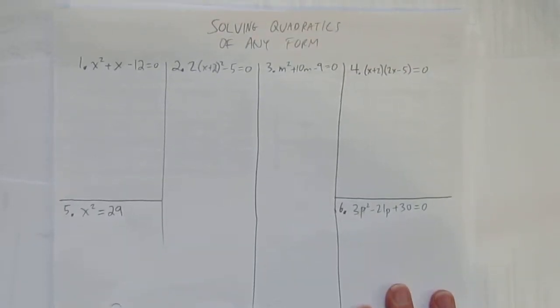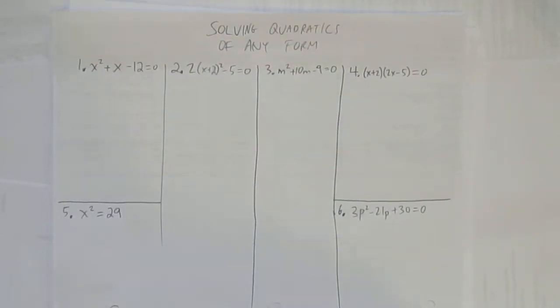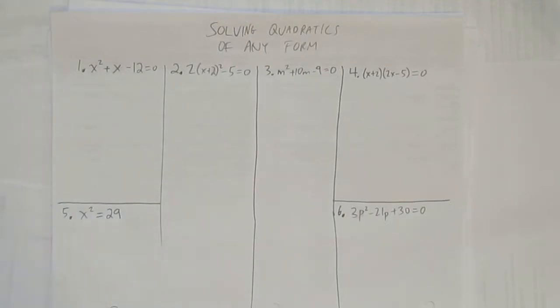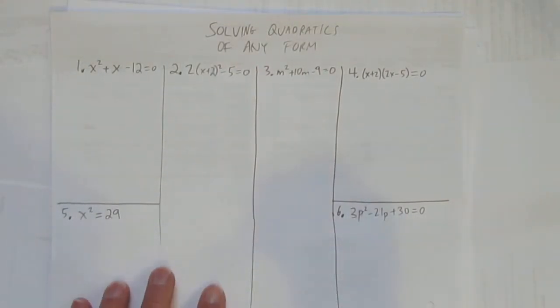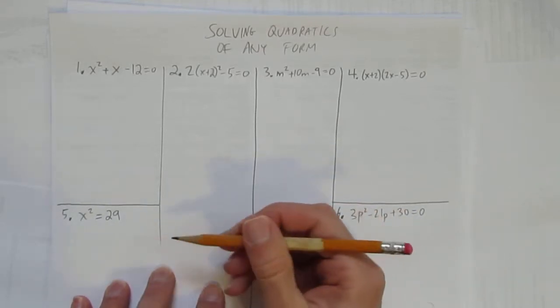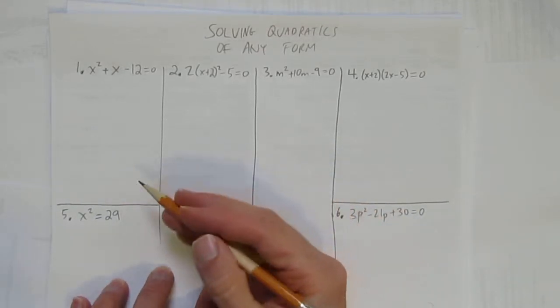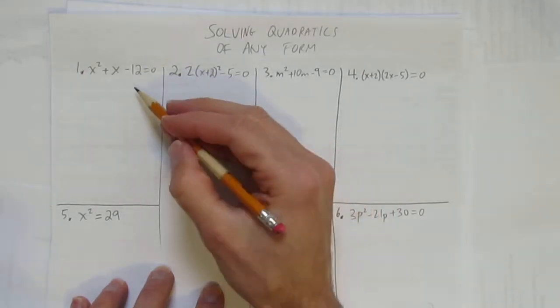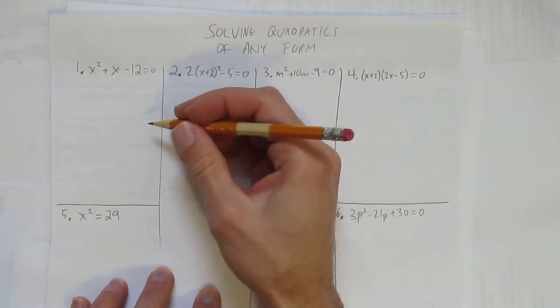In this video, we'll look at solving quadratics of any form. There's a whole bunch of different forms we're going to solve. The first one is x squared plus x minus 12. You could use quadratic formula, but that's going to be a majorly long route. Instead, notice that it factors, or at least try factoring first.